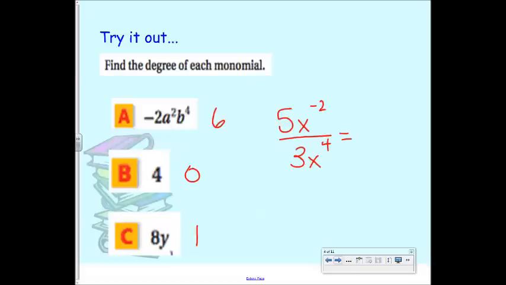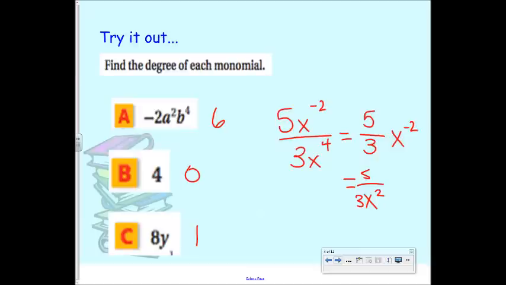5x, or wait, no. Yeah, 5x. I don't agree. I don't think there would be an x on the top. 5 over 3, x negative 2. Where would the x2 go? x2 would have to go at the bottom. So it'd be like 5/3 x2.